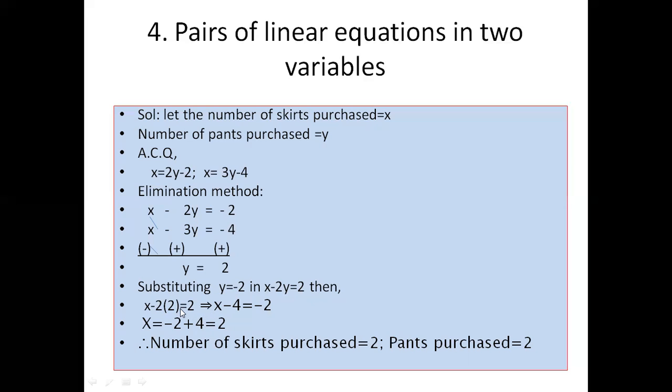Then 2 twos are what? 4. x minus 4 is equal to minus 2. Then x is equal to, transposing minus 4 to the right hand side, minus 2 plus 4. Minus 2 plus 4 is what? 2. So the number of skirts purchased is 2. The number of pants purchased is also 2.